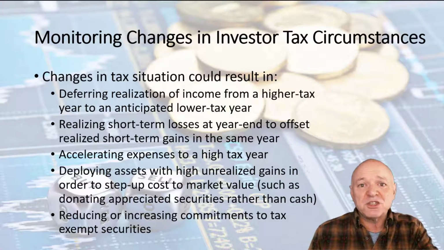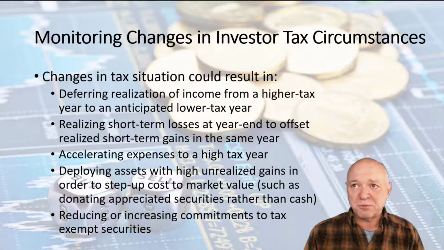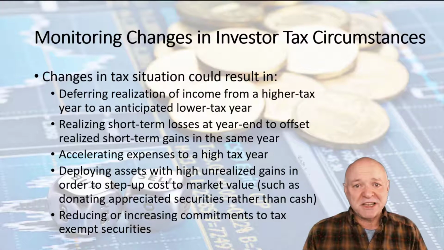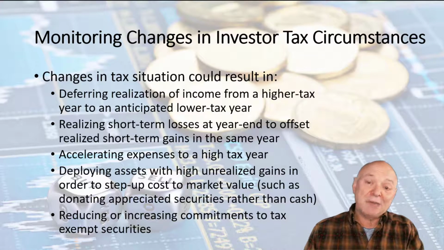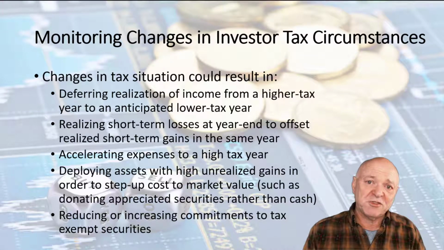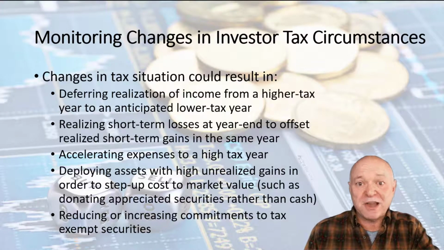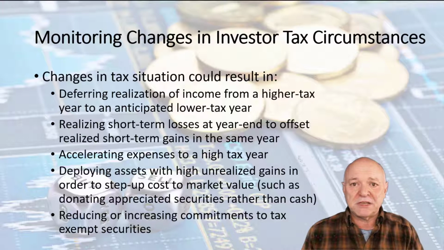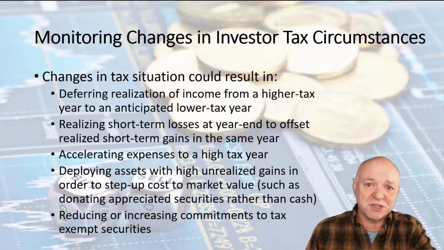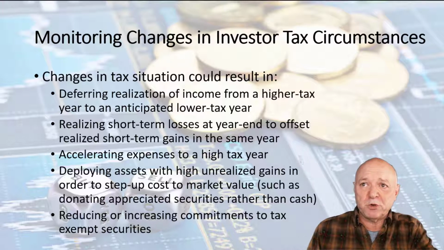Perhaps realizing short-term losses. If you have a capital loss because of an investment that didn't perform, it may make sense to sell that before the end of the trading year, and use the capital losses from that unsuccessful investment to offset some of the gains that were realized from perhaps other capital gains. Perhaps we can move expenses into a high tax year. Try to take any possible deductions that you can in the high tax year, where you're paying a higher tax rate than the next year, which might be a lower one.